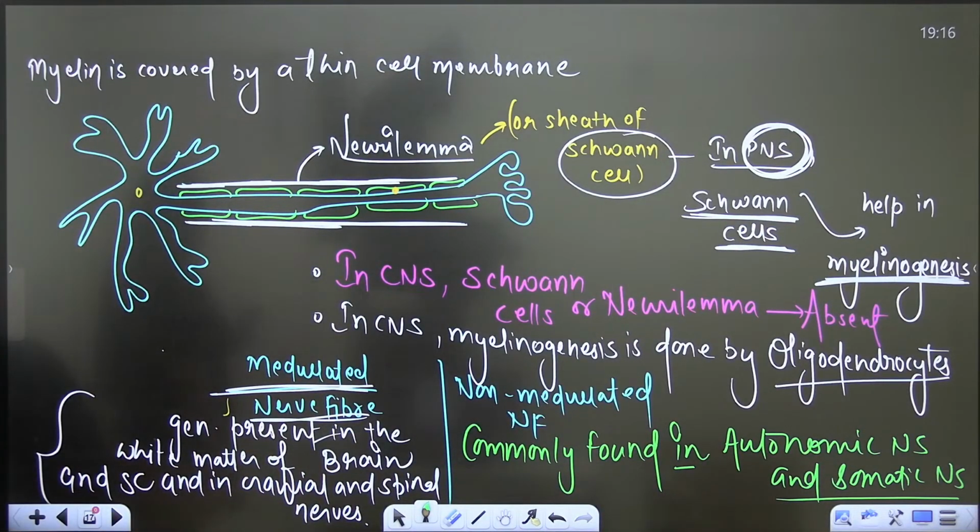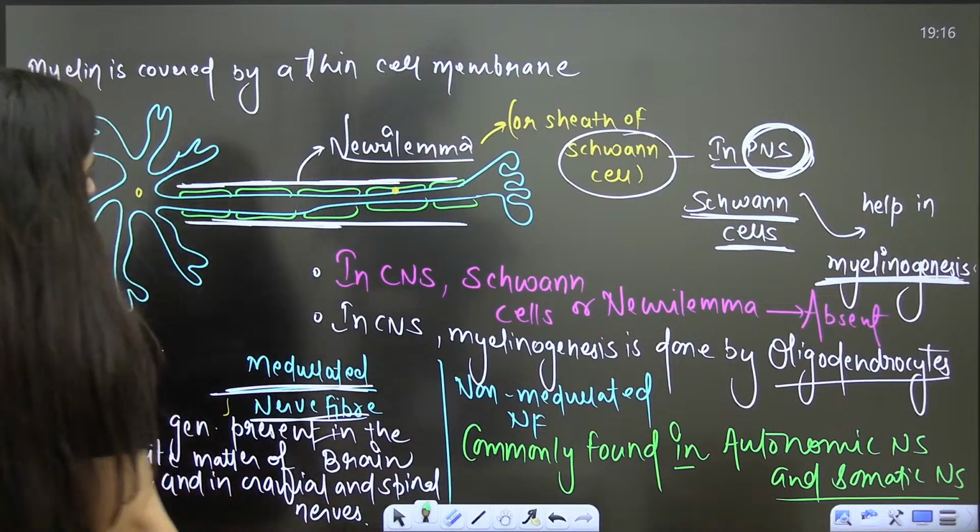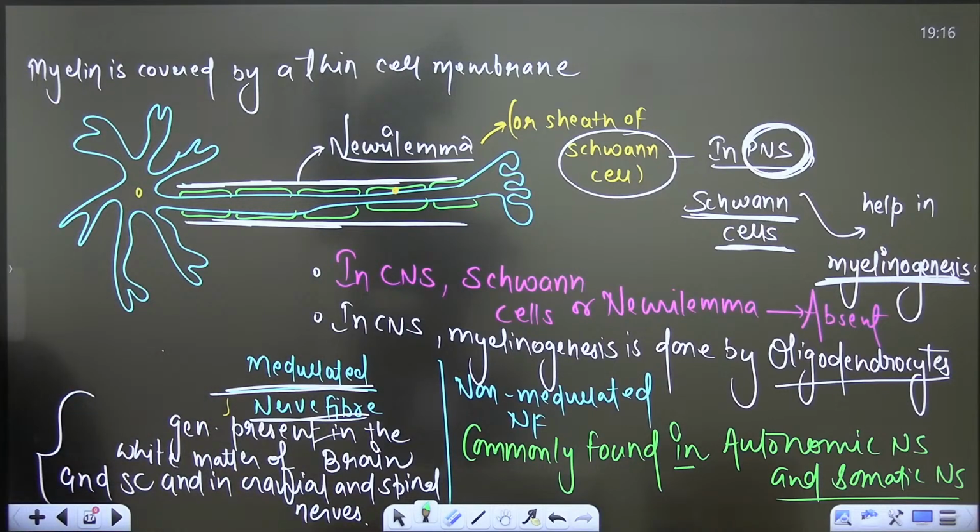When I'm using the word neurilemma, I'm talking about the sheath of Schwann cells. That's why I said that it is absent in the CNS, because there we are not going to see the Schwann cells. Okay? And as I said, I will explain it. Just allow me some time.